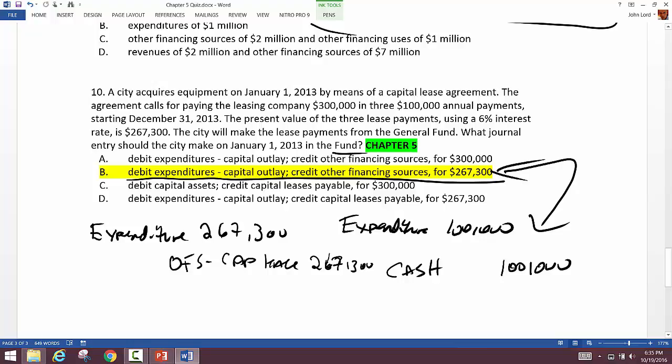Where do we report expenditures in government? What financial statement? Where do you report expenditures? On the income statement, you call the statement of revenues, expenditures, and change in fund balance, but it's equivalent to the income statement, right? Okay. Where do you report other financing sources?